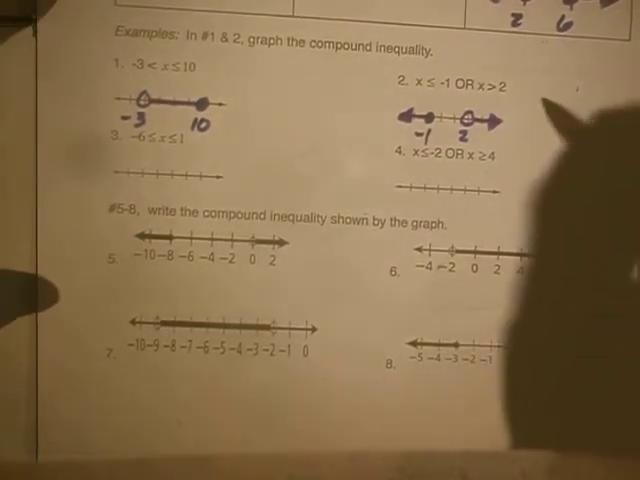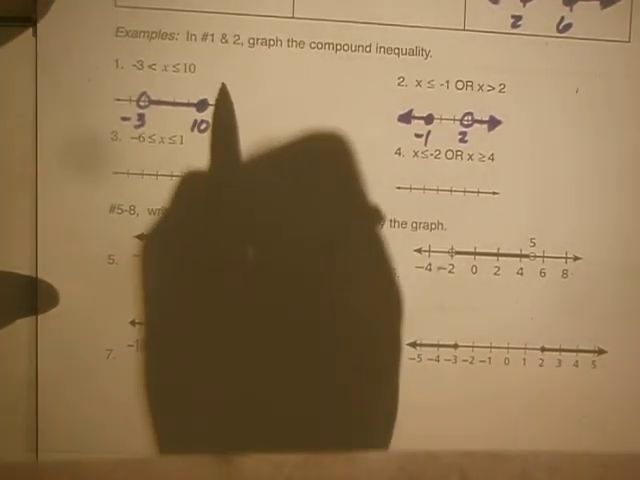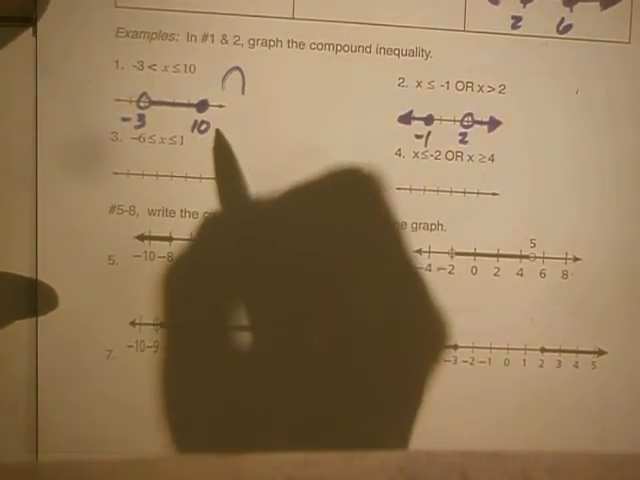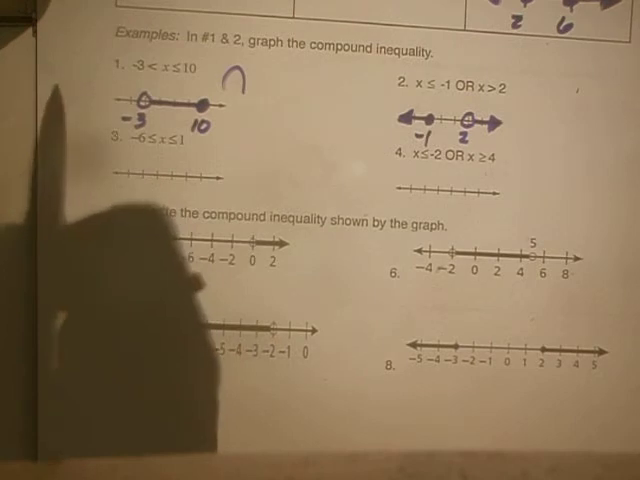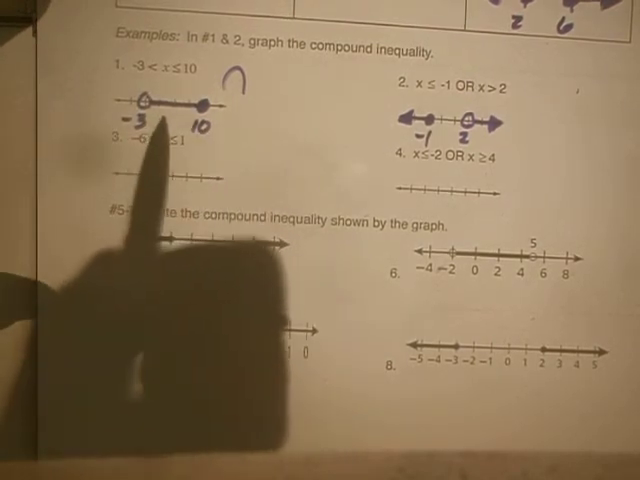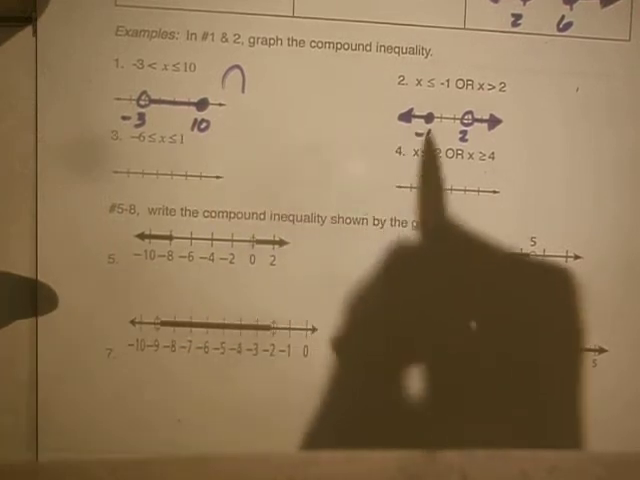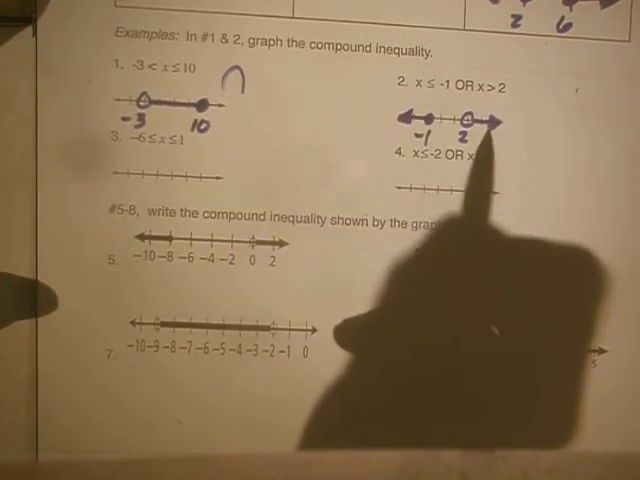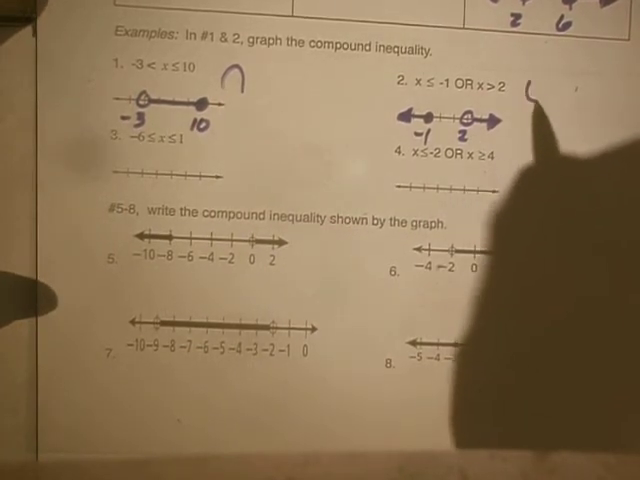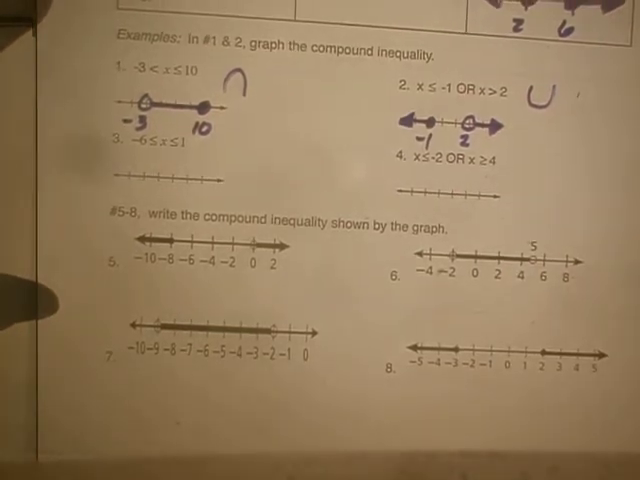And let's write down this first one. This is what we call an intersection. There are actually two different graphs there. And this is the only part that's on both of those graphs. And this one, we had one graph here, one graph there. We have to put them together. That's called the union.